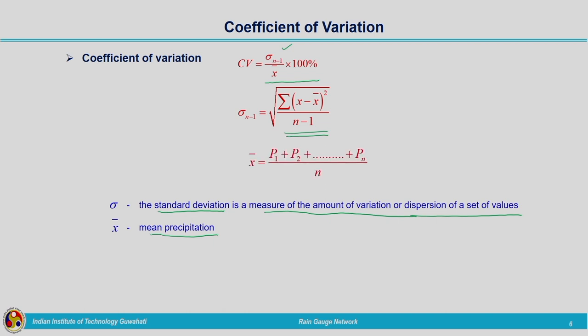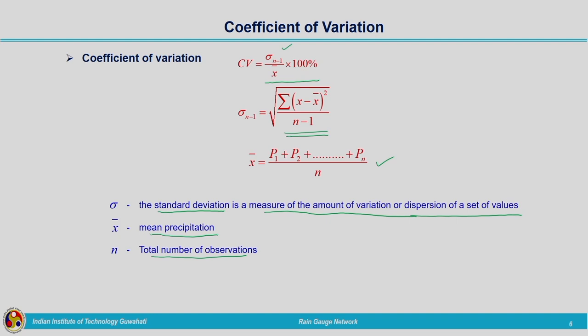Now, coming to the mean precipitation x bar, we will be calculating it by using this formula, that is P1 plus P2 up to Pn divided by n. N is the total number of observations. So, by making use of these formulas, we can calculate the coefficient of variation.